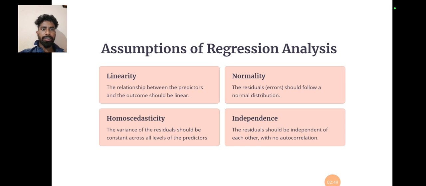Linearity: the relationship between predictor and the outcome should be linear. Normality: the residual errors should follow a normal distribution. Homoscedasticity: the variance of the residuals should be constant across all levels of the predictors. Independence: the residuals should be independent of each other, with no autocorrelation.